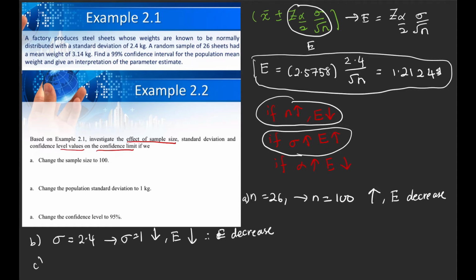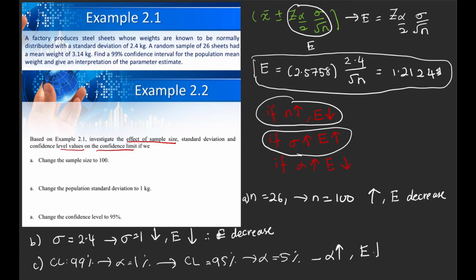Right. And then for C, change the confidence level to 95%. So before this, confidence level is 99%. So alpha is 1%. Now, confidence level is 95%. Alpha is 5%. So alpha is increasing. So because alpha is increasing, your E will be decreased. Okay, so these are the information what will happen to the error if we change the sample size, if we change the population standard deviation, and if we change the confidence level.